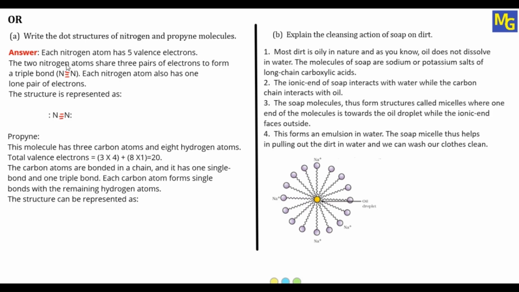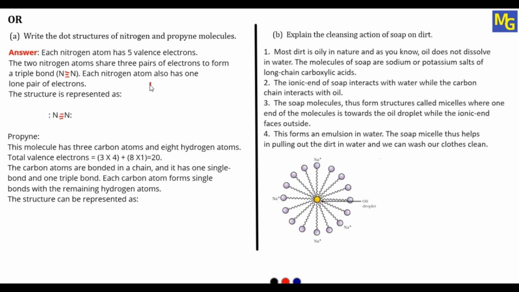So we will start with nitrogen first. Each nitrogen atom has 5 valency electrons. The atomic number of nitrogen is 7. If you distribute in shells, we will get 5 valency electrons. The two nitrogen atoms share 3 pairs of electrons to complete their octet and form a triple bond, that is N triple bond N. Each nitrogen atom also has 1 lone pair of electrons, and therefore the structure is represented like this. So a detailed explanation for the structure can be given like this.